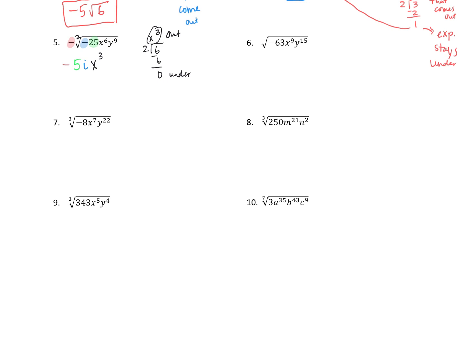Now we're going to do the same thing for the y's. So for the y's, I have 2 going into 9. Well, 2 goes into 9 4 times. 4 times 2 is 8. I subtract and I get a remainder of 1. So 4 is the exponent that comes out. The remainder stays in. So that means I have y to the 4th coming out and a y to the 1st staying under. So here is my answer.